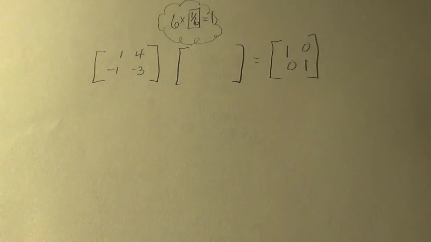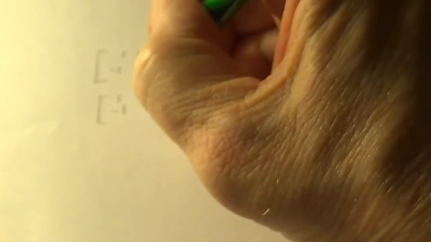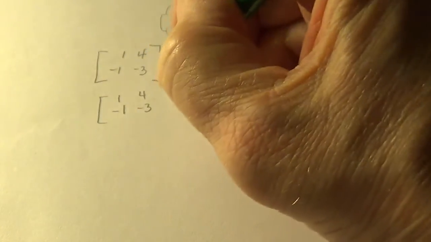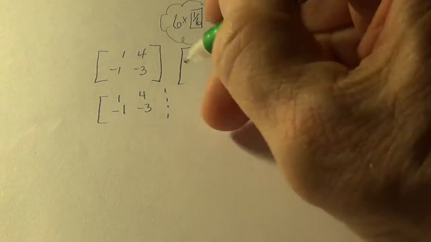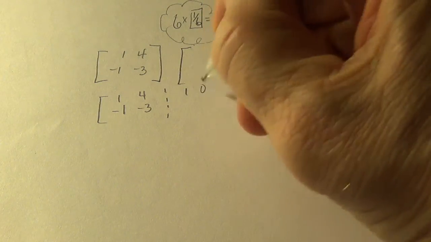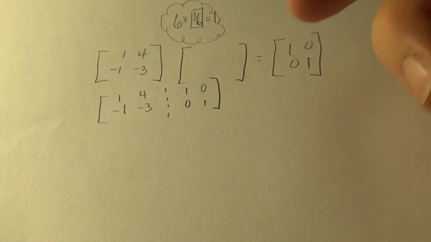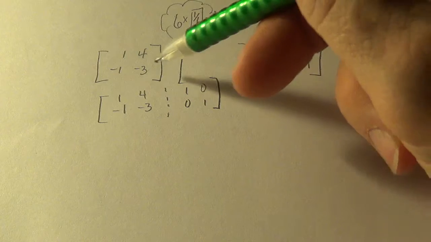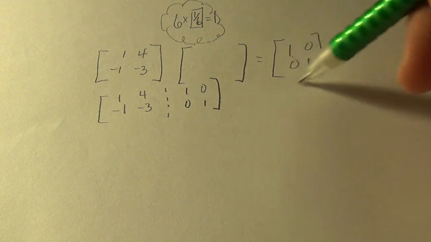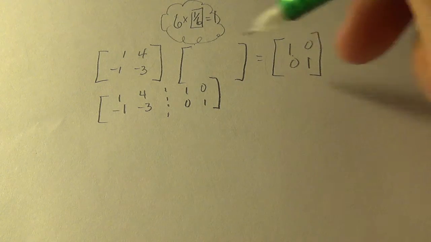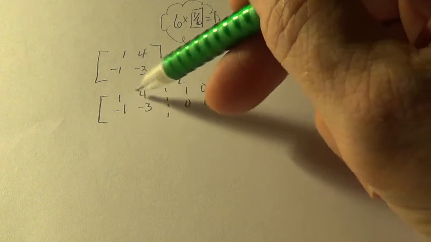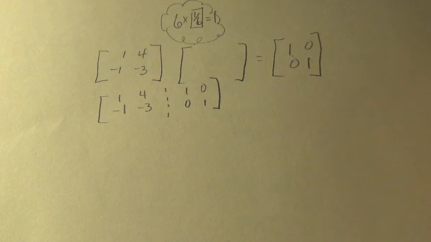So I'm going to take this matrix, 1, -1, 4, -3, and I'm going to put it together with this matrix. Only square matrices have inverses, and I'm going to take this square matrix, this 2 by 2, and put it together with this square matrix and create a 2-row, 4-column matrix.